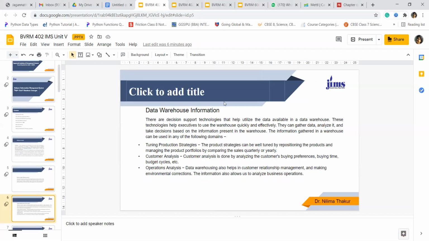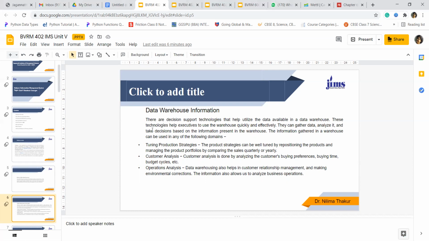Data warehouse as an information source. There are decision support technologies that help utilize the data available in a data warehouse. These technologies help executives to use the warehouse quickly and effectively. They can gather data, analyze data, and take decisions based on the information present in the warehouse. The information gathered in the warehouse can be used in any of the following domains.